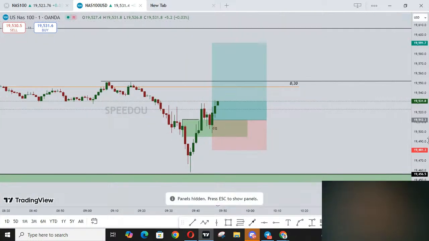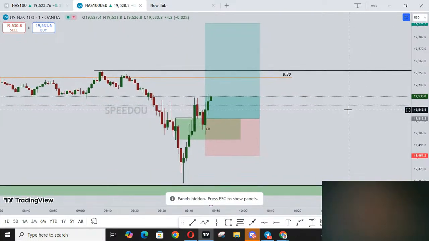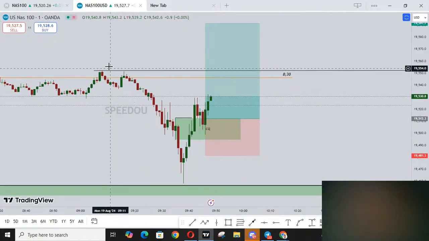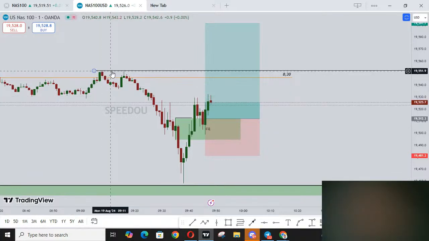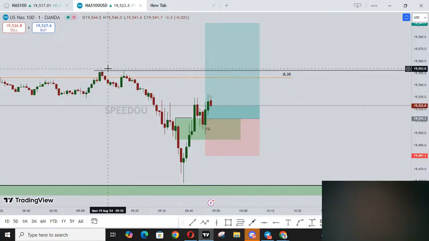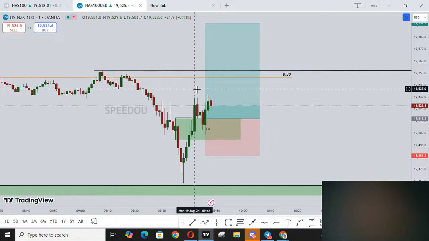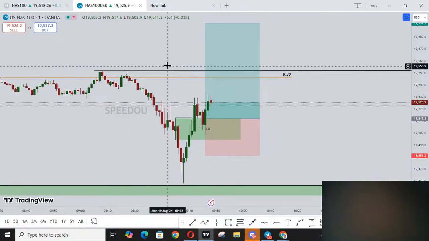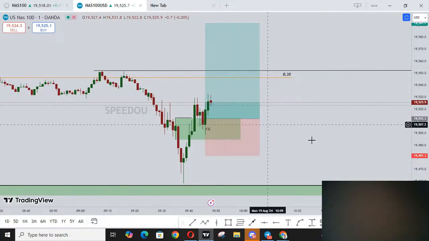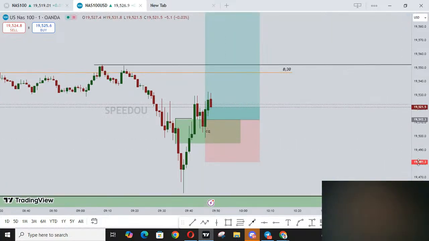So kamar yadda na faɗa, as I mentioned earlier, when we have the market coming to this buy side liquidity, that is where our break even is going to be. Any movement in dai ba zo wannan buy side liquidity din ba break even, sai dai in stop loss za a dawo a cire.